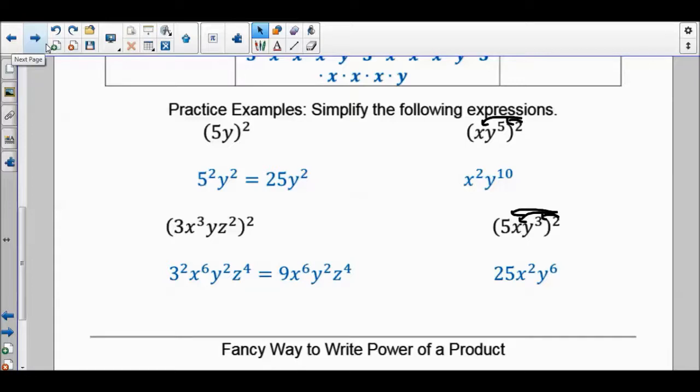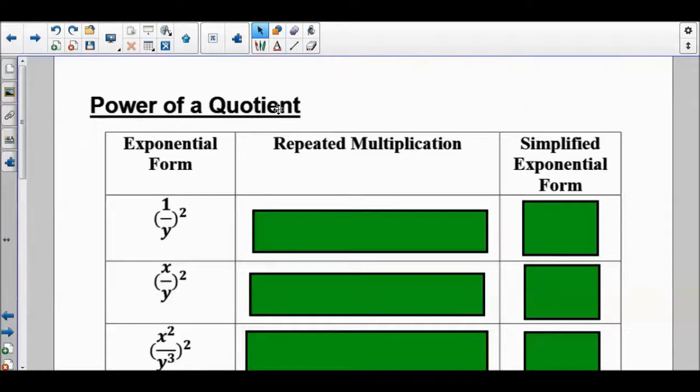Okay, we have one more type of exponent rule for this part of our notes, and it's the power of a quotient rule. So remember, quotient means divide. So all of these are going to have some sort of fraction or division problem in them, and all of them are going to be raised to an exponent.